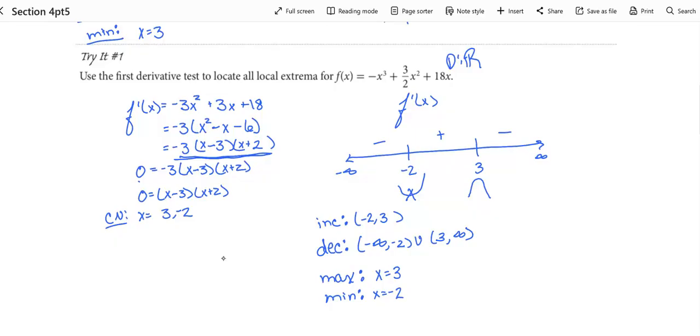So we know the function is going to be increasing between -2 and 3. It's going to be decreasing to the left of -2 and to the right of 3. If we're decreasing, then increasing, we're going to have a minimum at -2. And if we're increasing, then decreasing, we're going to have a maximum at 3.